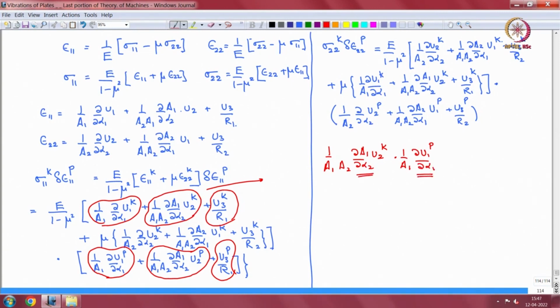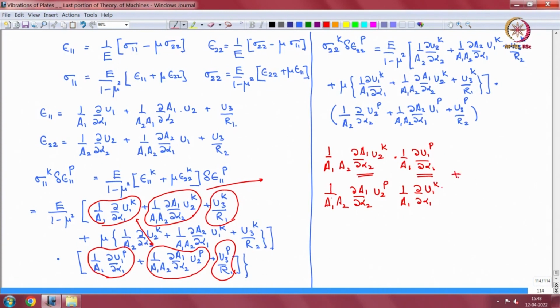If we look at these two terms here, I again get 1 over A1 A2 del A1 by del alpha 2 U2p, 1 over A1 del by del alpha 1 U1k. So these are the two terms.